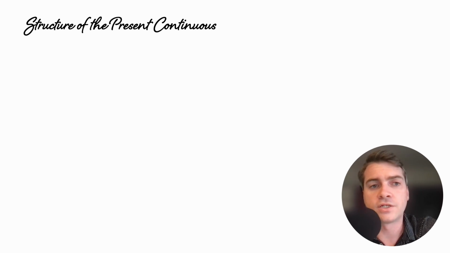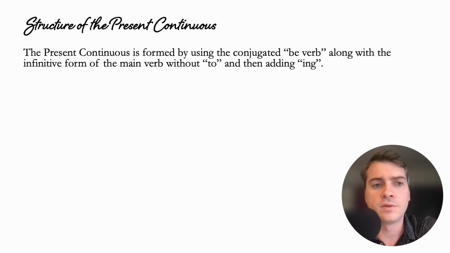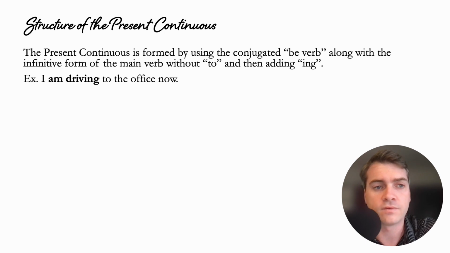So if we look at the structure now of the present continuous, the present continuous is formed by using the conjugated be verb along with the infinitive form of the main verb without to, and then adding ing. So for example, I am driving to the office now. Okay, so am is the conjugated be verb, right? So it's the to be form for I am. And then driving, we take the infinitive form to drive, okay? And then we drop the E and add ing. So we say, I am driving to the office now.